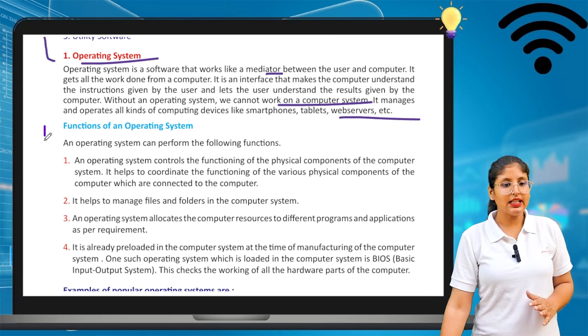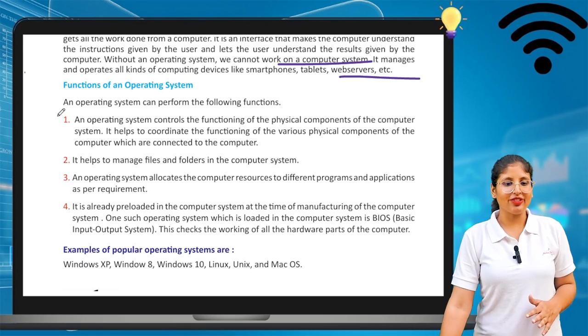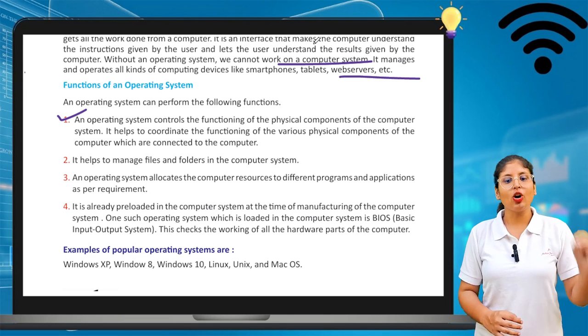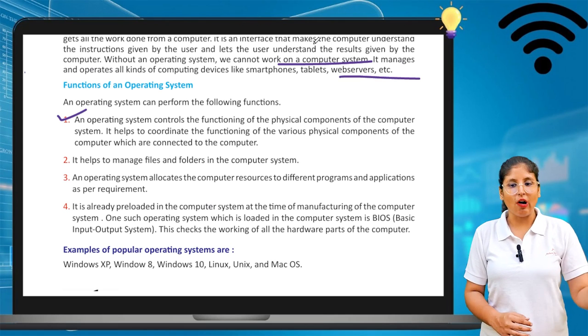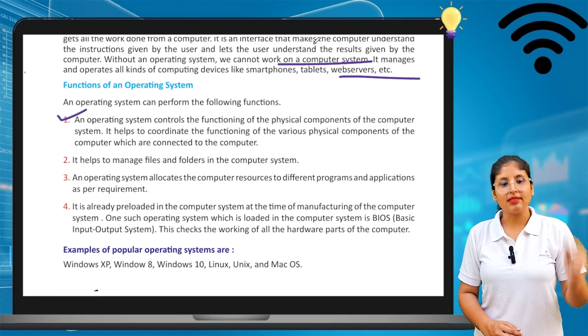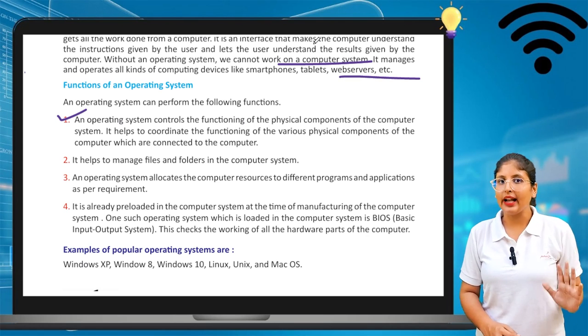Now we will see the functions of an operating system. What is the function of it? Do you want to know? So let's see one by one. An operating system can perform the following functions. First function is that an operating system controls the functioning of the physical components of a computer system. So all the physical components of the computer are controlled by the operating system. Physical components we already know, that is hardware.